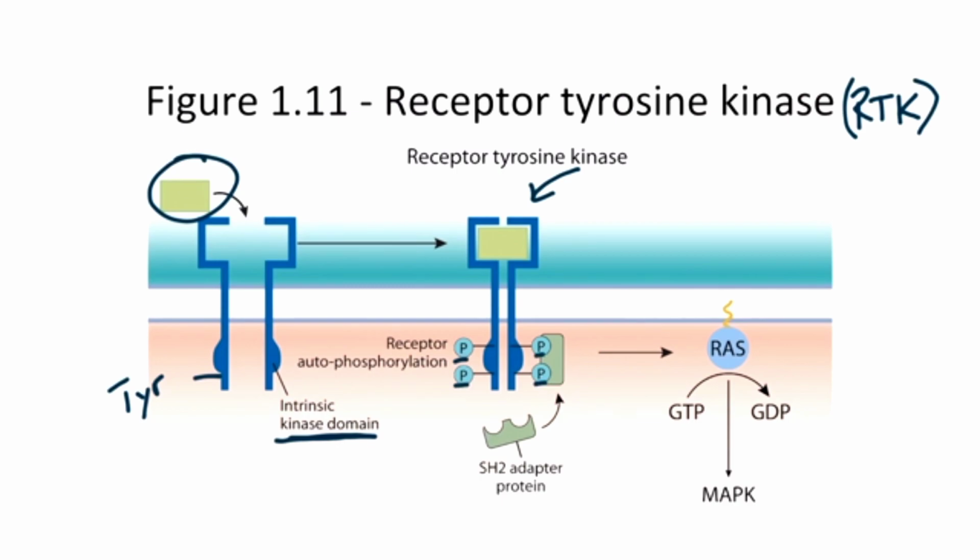In this state, the RTK can bind to another protein called an SH2 adapter protein. This complex can then activate a protein called RAS. RAS is a GTPase, which means it can convert GTP into GDP. And ultimately, RAS can activate MAP kinase, which causes further downstream cellular regulation. So remember, RTKs act on the RAS-MAP kinase pathway. Okay, now let's look at non-receptor tyrosine kinases.